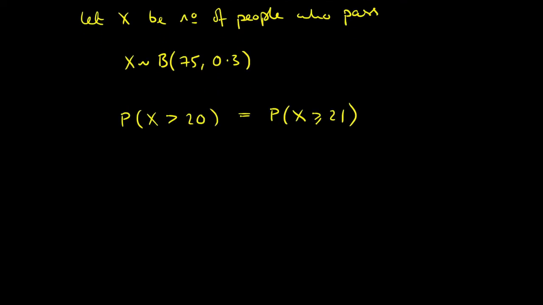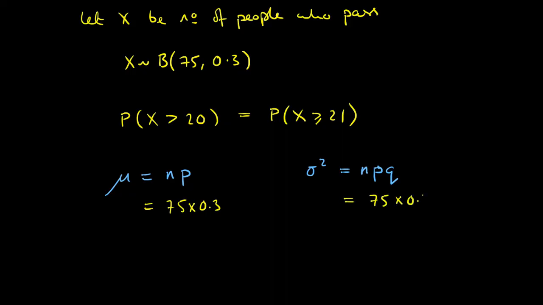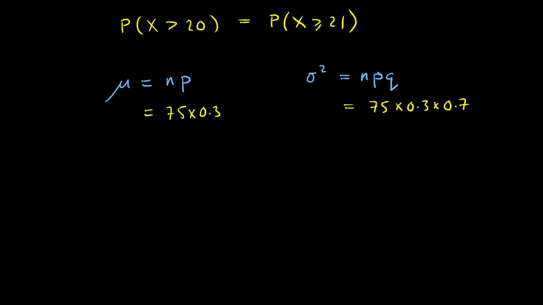So what instead we do is we use an approximation, and we approximate using the normal distribution. Now, if we do that, then the mean of the normal distribution is equal to n times by p, and the variance of the normal distribution is equal to n times by p times by q, where q is the probability of failure. So what we've got here is we've got to calculate 75 times by 0.3, and then for the variance, 75 times by 0.3 times by 0.7. So that's what I'm going to calculate.